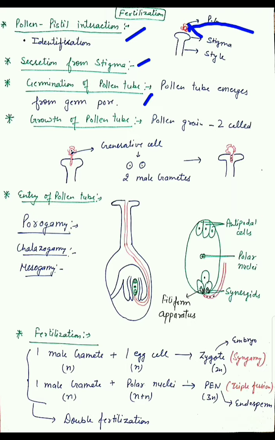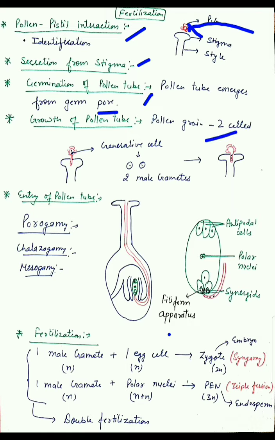So when the stigma recognizes that the pollen grain is of the right type, only then does germination of the pollen tube start, and the pollen tube germinates from the germ pore. After that, there will be the growth of the pollen tube. As you studied in the previous videos, in angiosperms, pollen grains are shed at the two-celled stage.